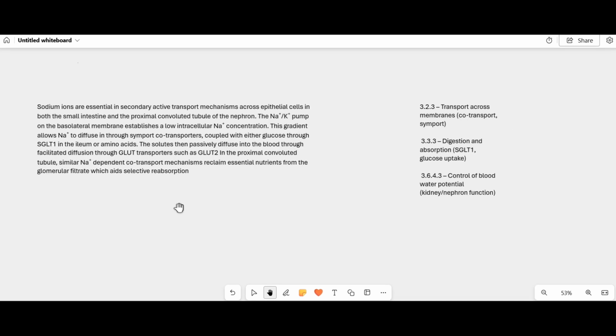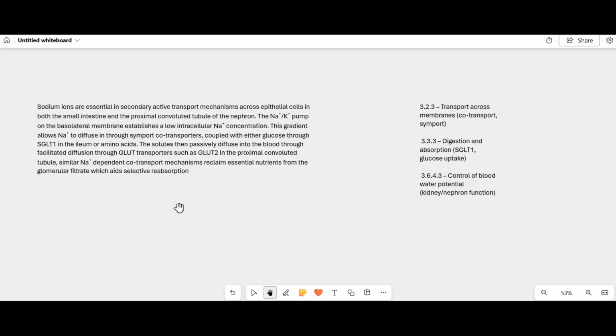Alright, cool. This is paragraph 2, yeah. So sodium ions are essential in secondary active transport mechanisms across epithelial cells in both the small intestine and proximal convoluted tubule of the nephron, yeah. The sodium potassium pump on the basolateral membrane, so that means the side that's facing the blood here, establishes a low intracellular sodium concentration here. So what that's trying to say is that it's facing the blood here, it's going to push sodium outside, yeah.